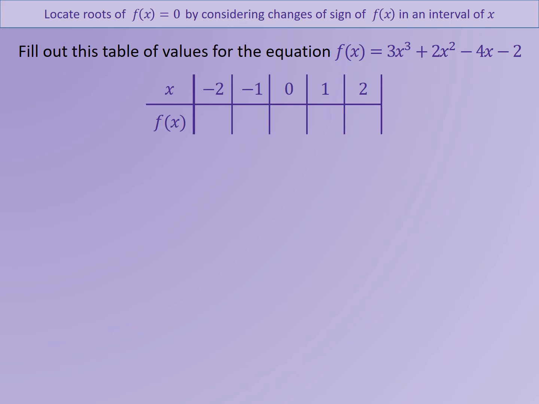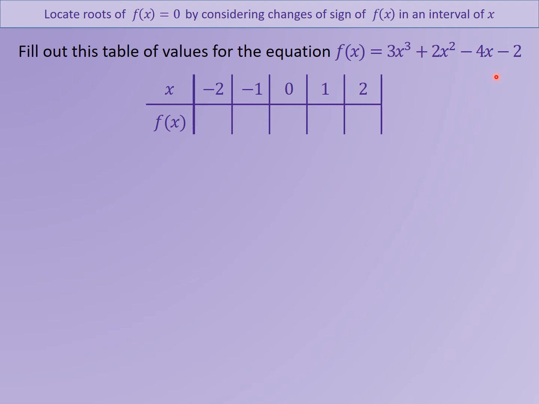A2 Maths, locating roots. Okay, so what I'd like you to do, something simple to start with, just have a go at filling out that table of values for me, please. Take your x values, substitute into that cubic function, and just write out the answers for me.